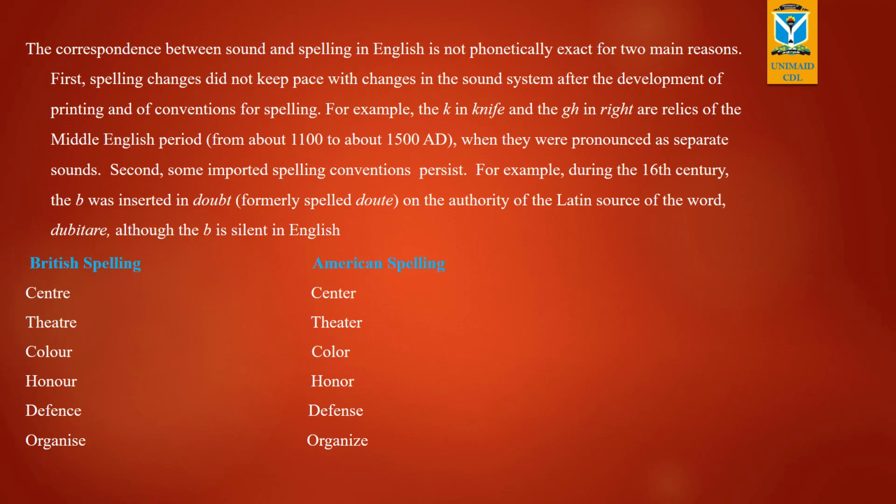Here we have different spellings, that is the British and then the American spelling. That is when you have some words that are exemplified as center, theater, color, honor, defense, or agonize. Then you have the American spellings too. Then you have the British counterpart.